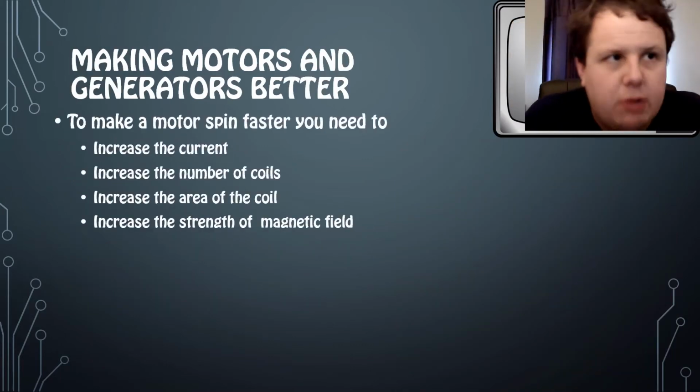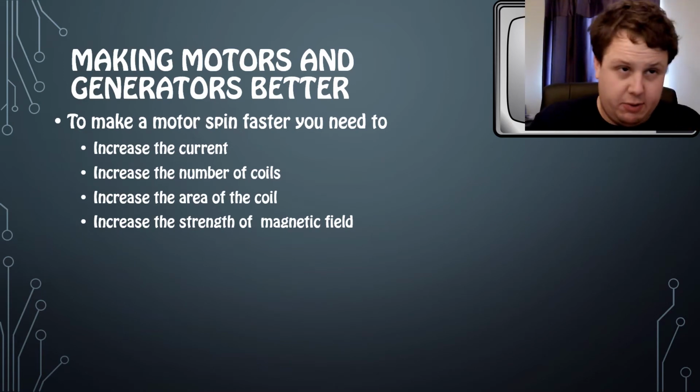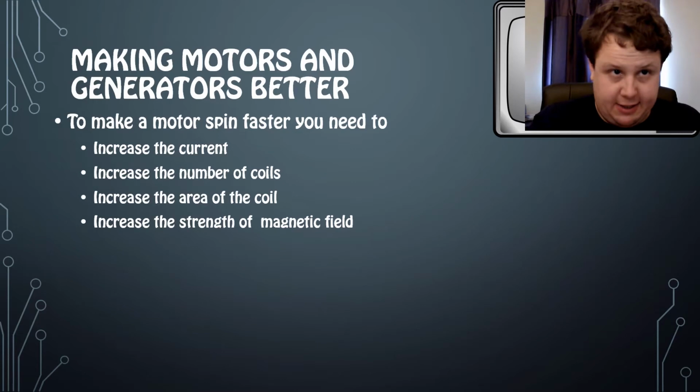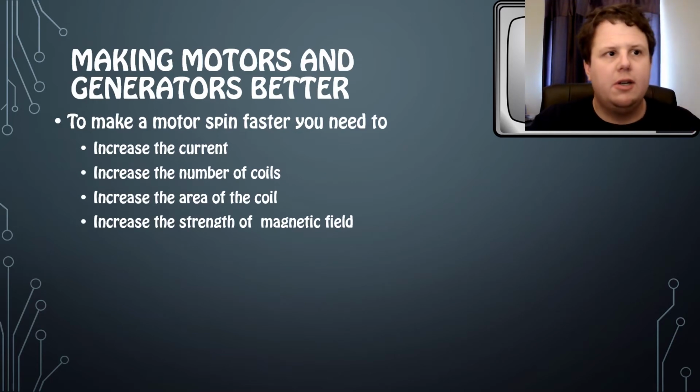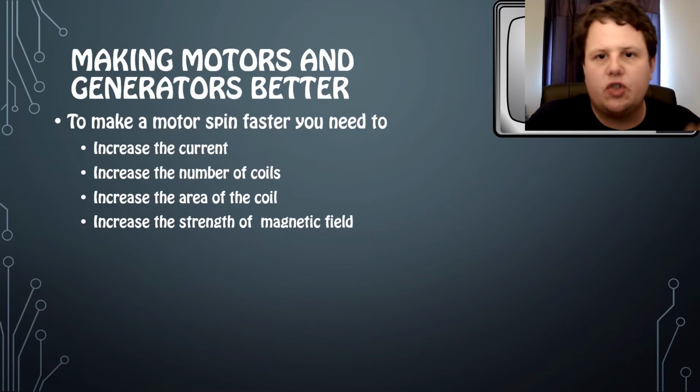Okay, so we can make motors and generators better by doing the following things. To make a motor spin faster, we increase the current, we increase the number of coils, we increase the area inside the coil, or we increase the strength of the magnetic field. It's important you put strength in there.